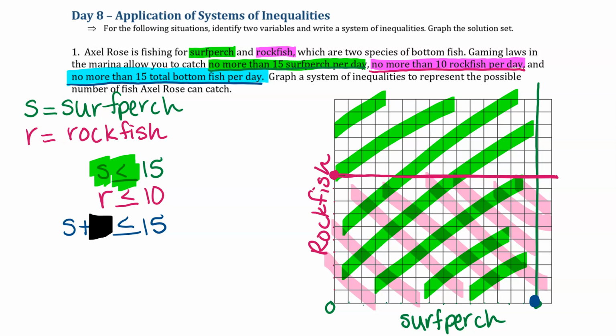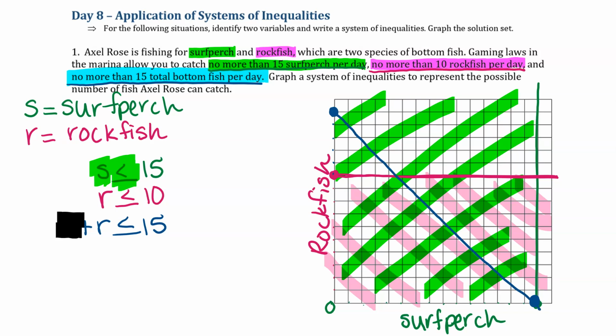Second one. We are now going to cover up the surf perches, and we're going to pretend we only catch rockfishes. So I have R is less than 15. So now my second point, the max rockfishes I could catch are 15. So I'm going to put another dot on 15 on the rockfish side. So this is 10, 11, 12, 13, 14, 15. Okay, this says less than or equal to, line or no line. This is a line. So we're going to draw a solid line and connect the two.